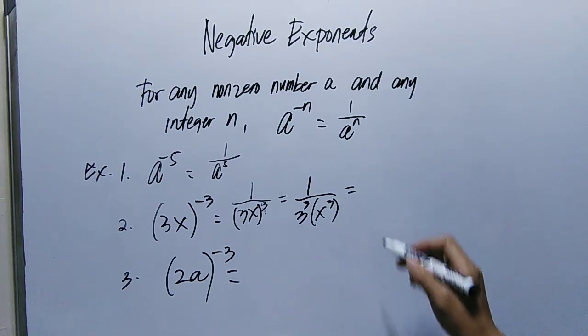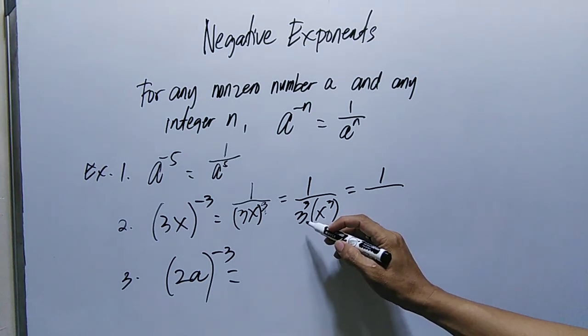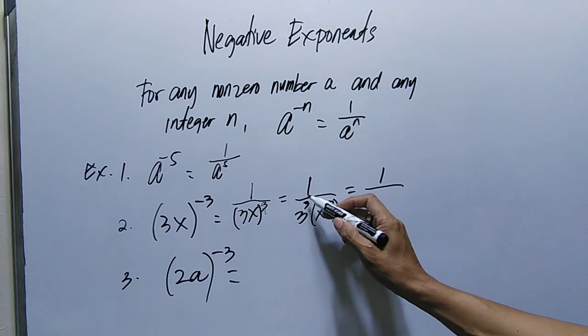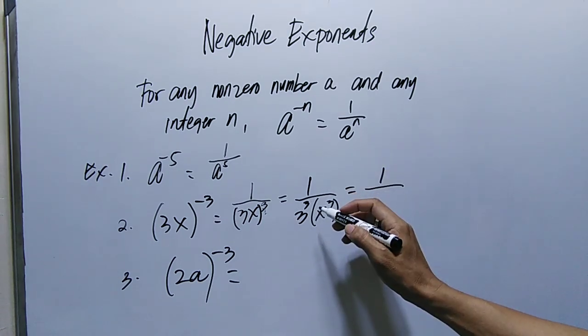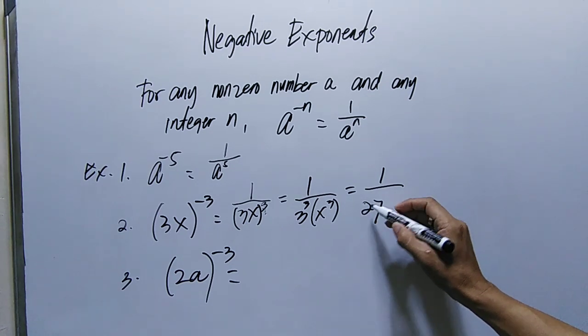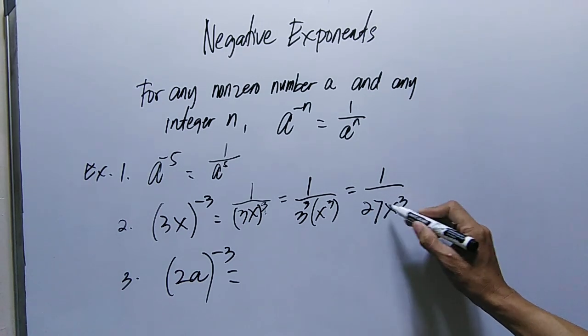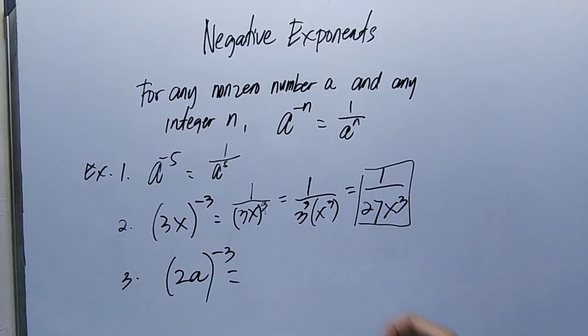So that is equal to 1 over, so si 3, i-multiply natin ito tatlong beses because of cube, yung exponent niya. So 3 times 3, 9 times 3, 27. Again, then si x cube, kopyahin na lang natin yan. So this is your final answer sa ating example number 2.